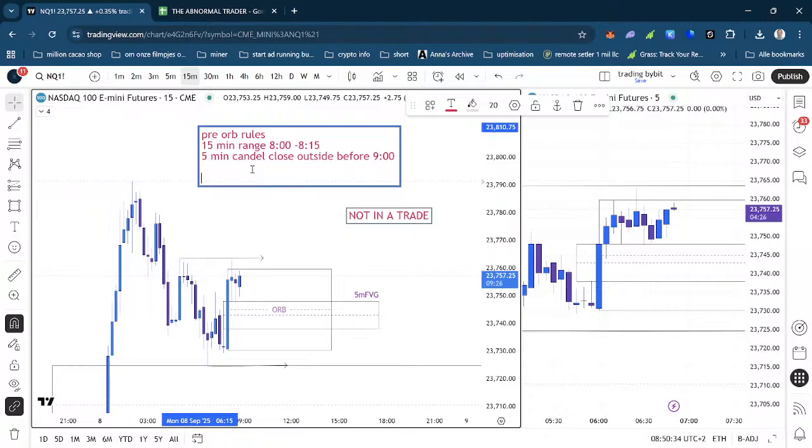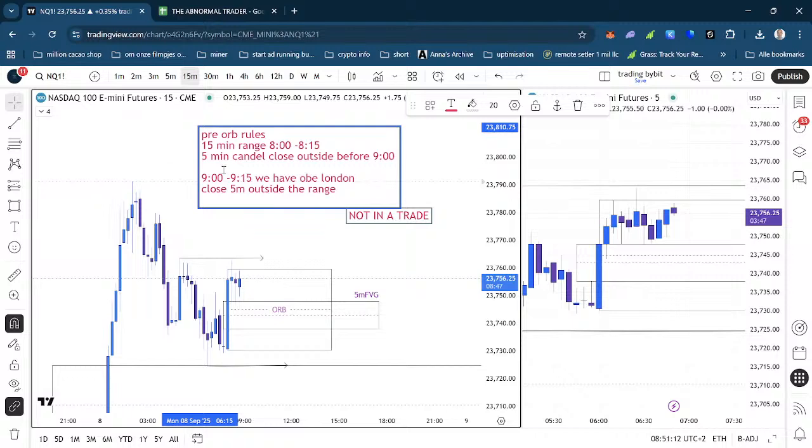If the market does not close outside, we have to be patient from 9 o'clock to 9:15. We have the ORB itself, that's the opening of London, and that's again the same: just a 5-minute close outside the range. If we have again a 5-minute close outside the range, up or down, then we have our entry, and then we follow.